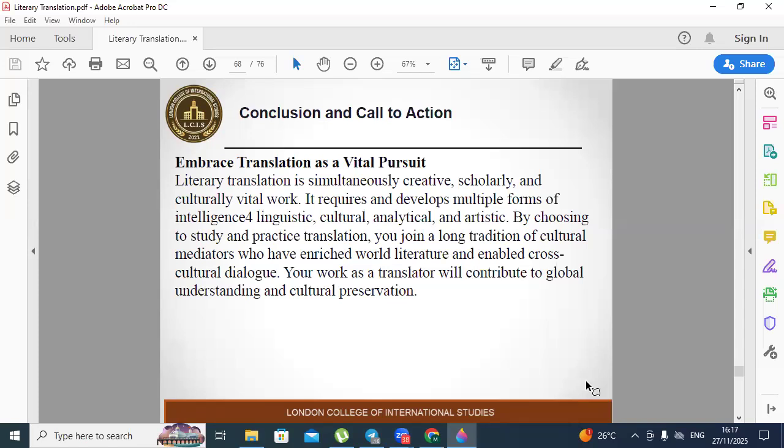This isn't hyperbole. Translators genuinely shape how cultures understand each other.